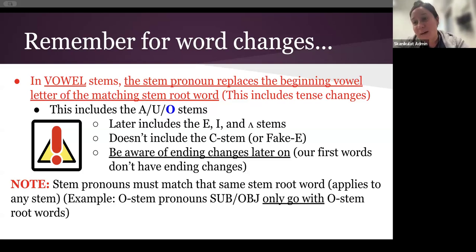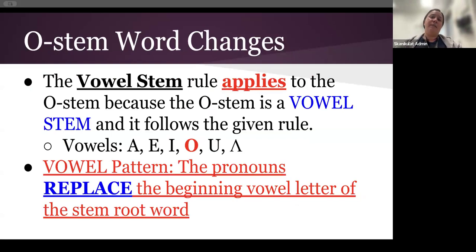Seems like a really simple thing, but you would be surprised at the errors that come up in this type of understanding. So it's a demonstration of knowledge as well. When we think about if we are familiar with language, we can demonstrate that we're familiar with language because we understand how the language functions and how it is arranged. So to keep it in mind, another thing to be very aware of: the vowel stem rule applies to the O stem because the O is a vowel stem. Again, the vowels are A, E, I, O, U, and the caret. And the rule again was the pronouns replace the beginning vowel letter of the root word.